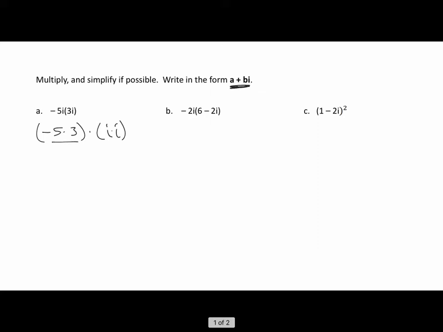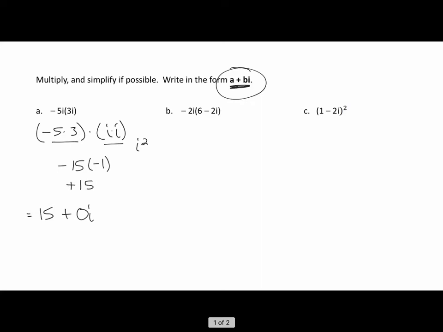So negative 5 times 3 is negative 15. i times i is i squared, which is negative 1. So that simplifies to positive 15. But I need to write it in this form, right? So 15 is the real number part. How many imaginary units are there? There's none left, so 0i. That's written in the a plus bi form.